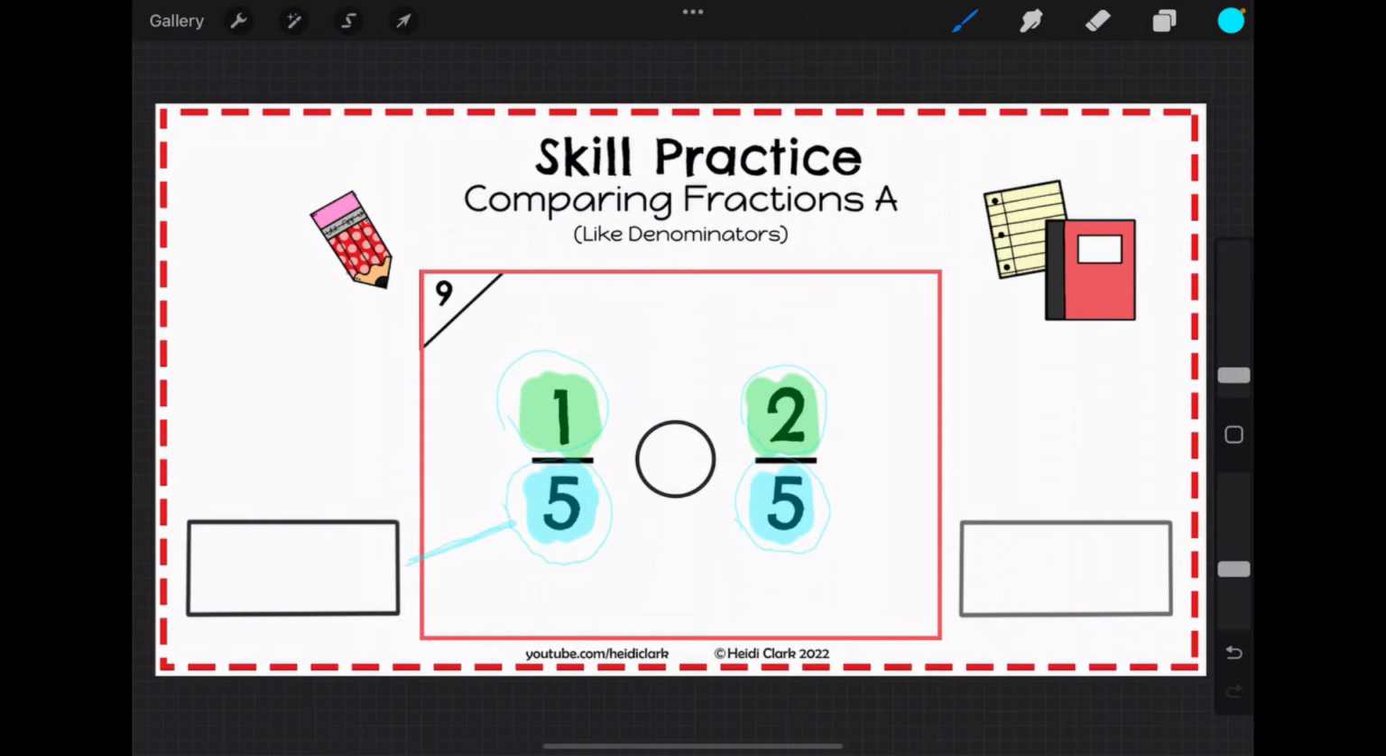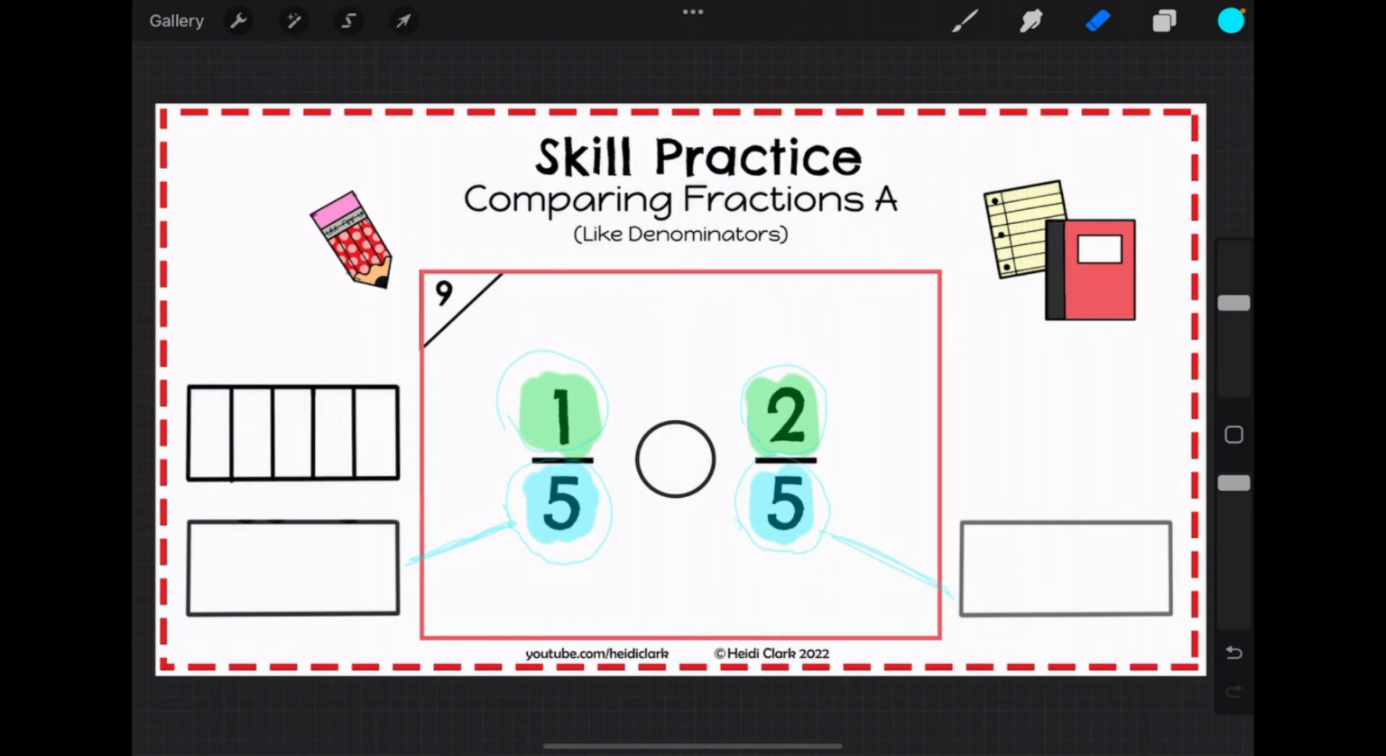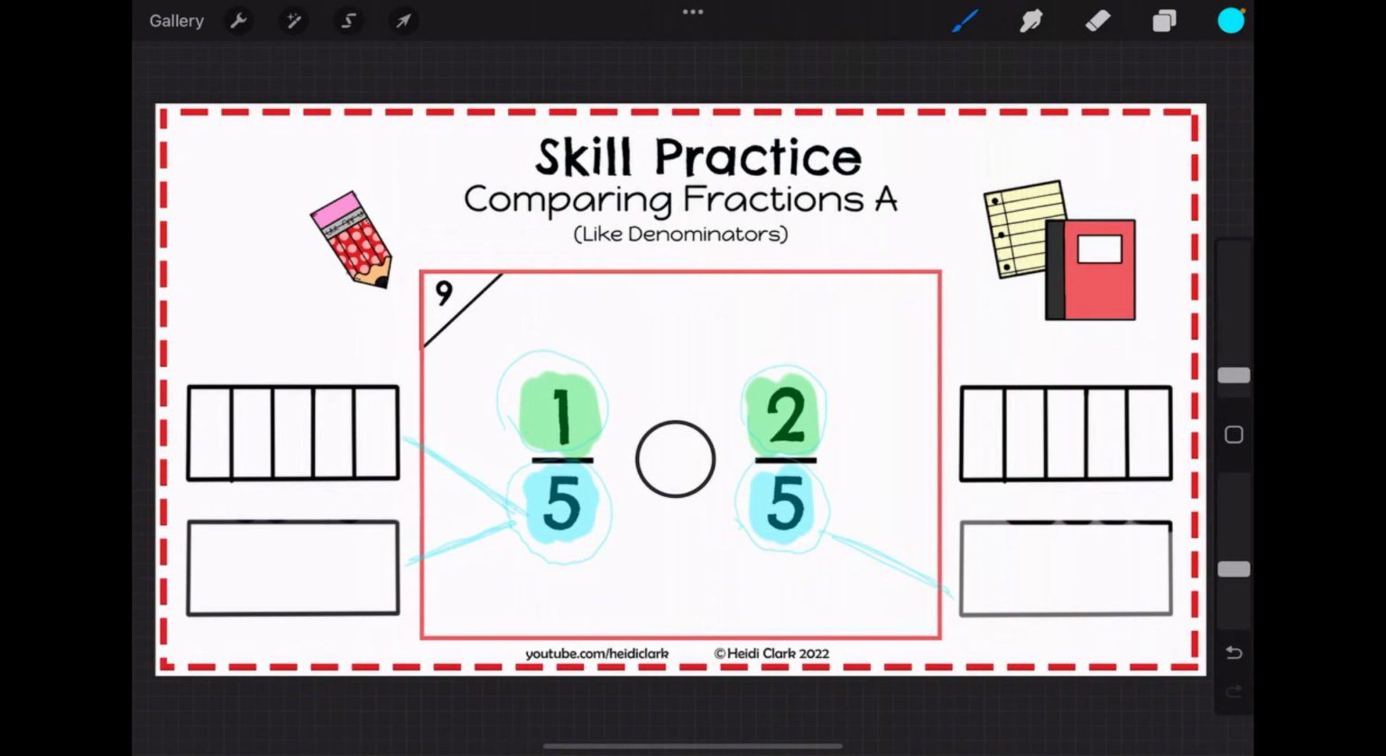But you know what? Both of these fractions actually have the same denominator. So the pieces are going to be the same size no matter what. It's very easy to compare fractions if the denominator is the same, because that means when you split up the cake, you're splitting it up the same way. I have to share with 5 people on this side. I have to share with 5 people on this side.